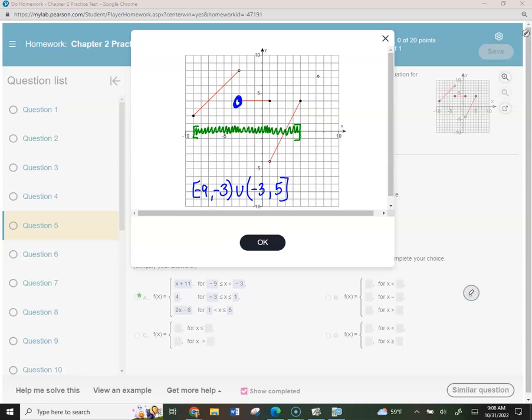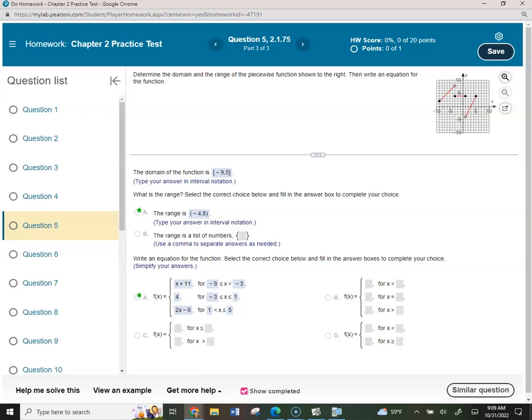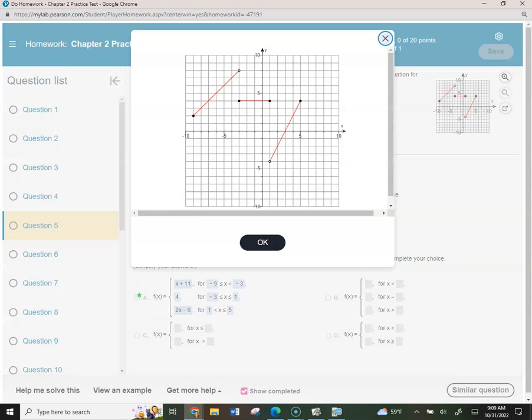The brackets, because those are closed. Yeah. All right, so we've got our domain. The domain's -9 to 5. Then it wants the range. Same concept, but you're turning your head sideways and you're looking at the y values now. Start with the smallest one. So the smallest y value is a parentheses because it's an open circle, and it's covered all the way up to there, which is another parentheses because it's an open circle. So it would be -4, 2, 7, 8.